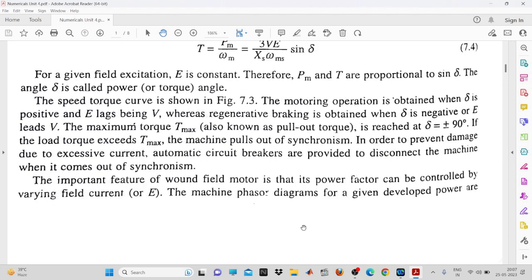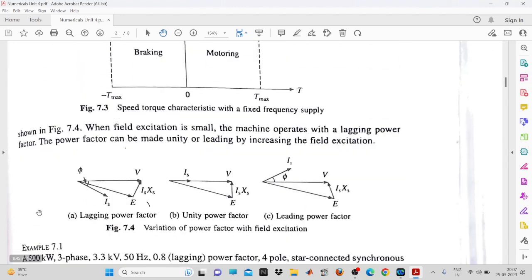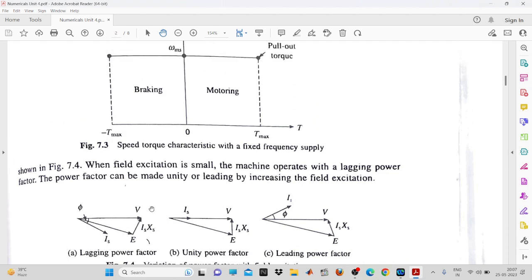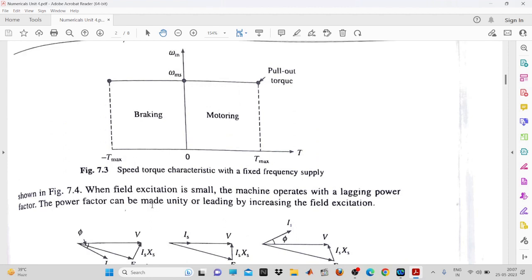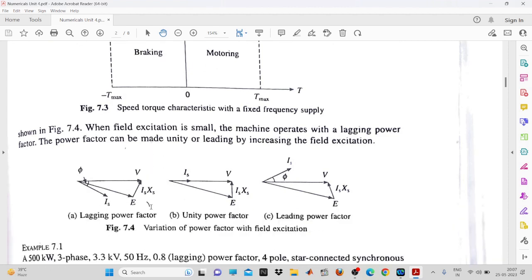Now this delta, if you can see here, V is leading with respect to E. So in this case, you are having the motoring operation. But if you want the braking operation, then you will have to shift this E ahead with respect to your input voltage. Only in that case you will have the braking operation. Speed will be the same only. So this is how you can have the braking and the motoring operation. I have already told you that the synchronous motor can be operated in three different operations.